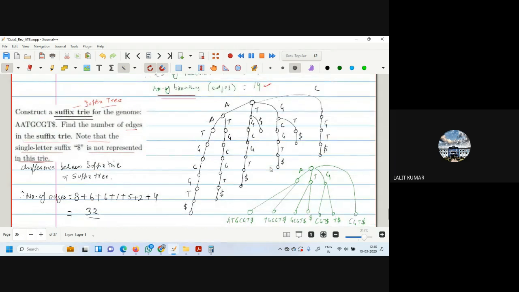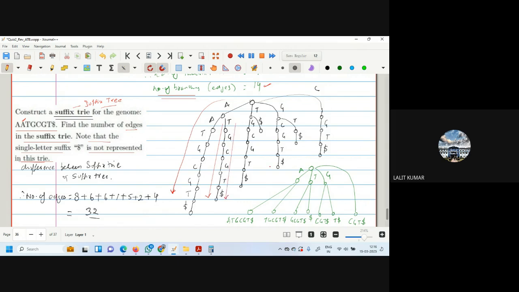So I have built this suffix trie. We start with AATGCGT$. So this is the one. And as a shortcut, you find all the A's in this. So there is only A here. So the second is this. Then you come to, for example, G or T. So this is T. There is no bifurcation.